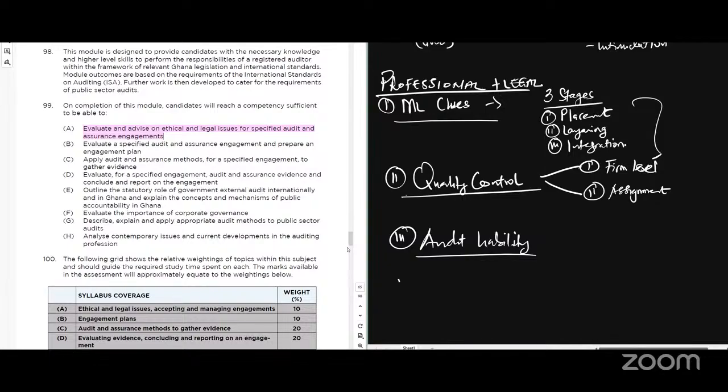Are we okay? Then the fourth area. So audit liability is 2. Sometimes we even, let's make it 3, right? We have what we call civil liability. That is between the auditor and the client.